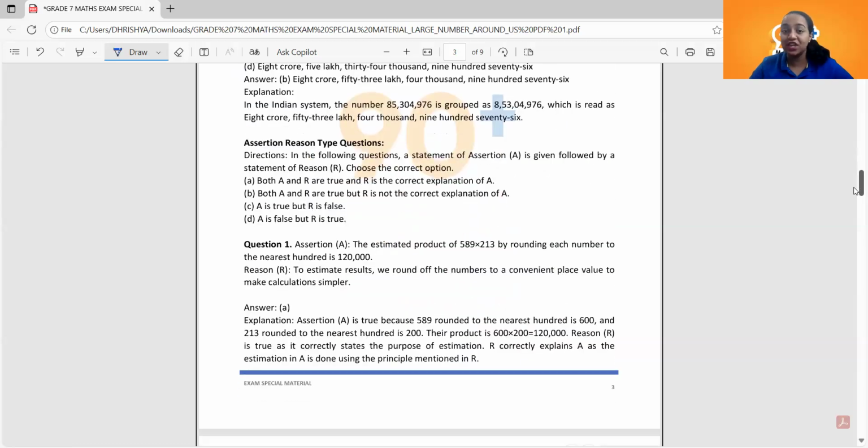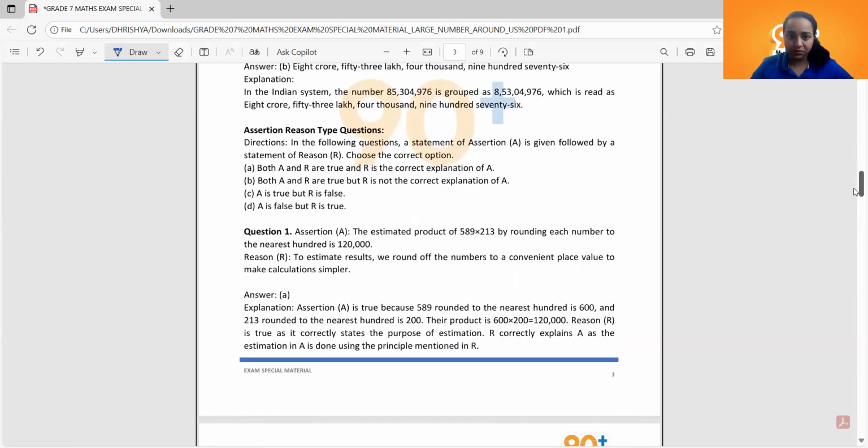Okay, now we're going to assertion and reason type questions. So first question here. What is the assertion? The estimated product of 589 and 219, rounding each number to nearest 100. We are rounding it nearest 100. And the answer is they are telling it's 1,20,000. That is the assertion. Reason is to estimate results, we round off the numbers to convenient place value to make calculations simple. That's what the reason says.